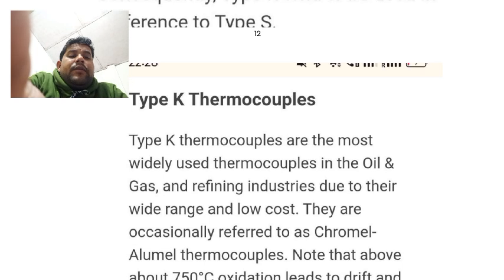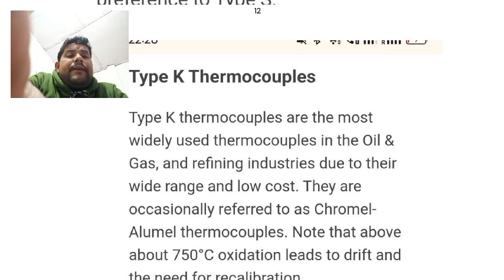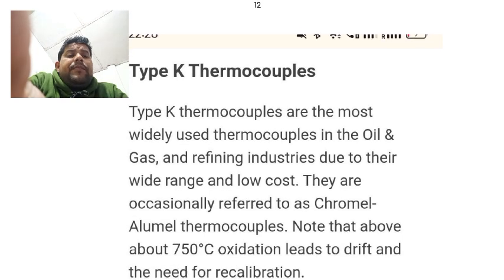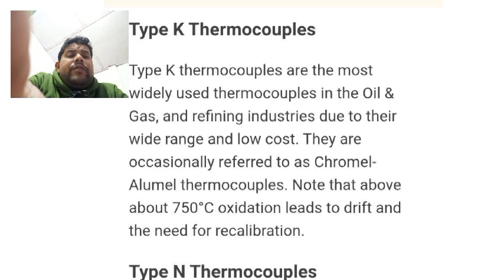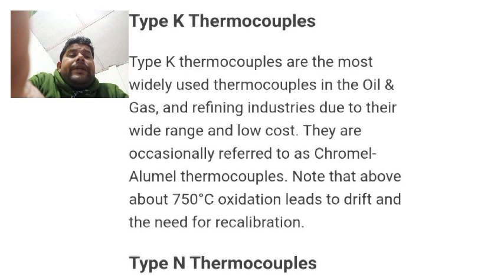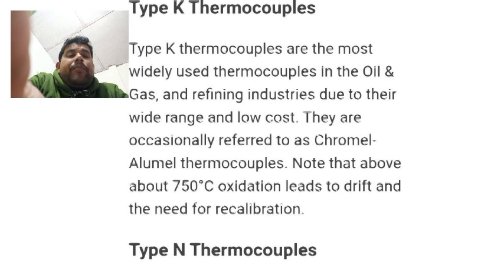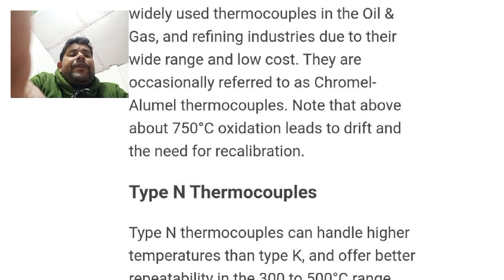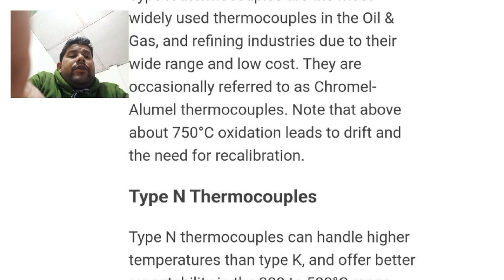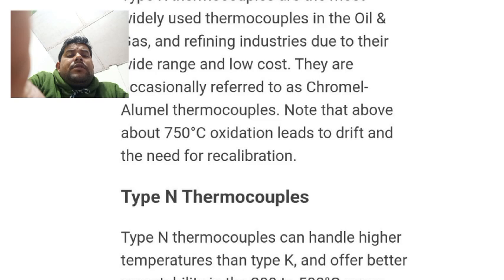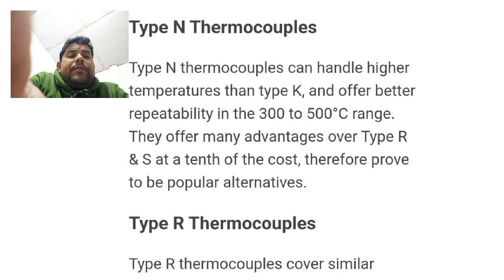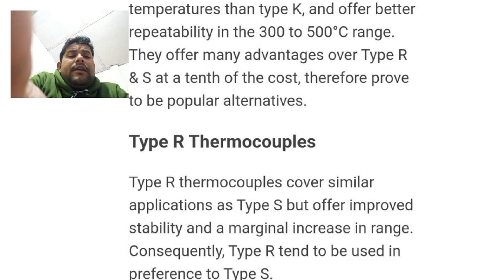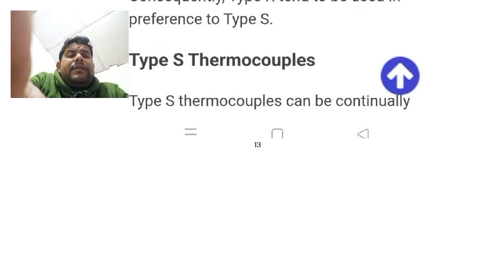Next, the K-type thermocouple we have discussed already. The K-type thermocouple is the most widely used thermocouple in oil and gas industries and refineries, with wide ranges. They are occasionally referred to as chromel alumel thermocouples. Note that these are about 750 degrees; oxidation leads to drift. Next is the N-type thermocouple; we have discussed the temperature range, R-type thermocouple, S-type thermocouples.